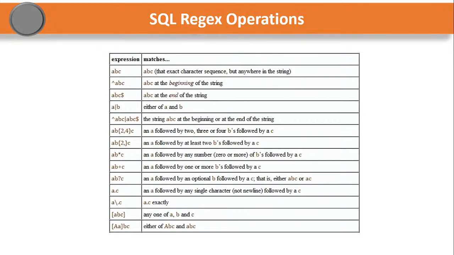Now we can also perform multiple operations using various meta characters simultaneously. If you look here, I have taken the caret, the pipe symbol, as well as the dollar symbol, which states that it will look for the string ABC at the beginning or at the end of the string. And so on, you can look at different operations, which we'll discuss as we jump into the MySQL Workbench for the execution part.